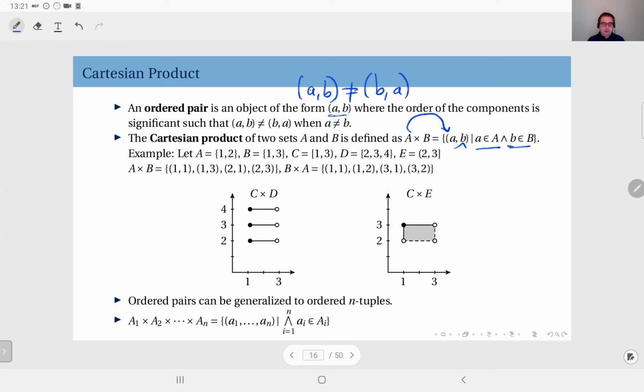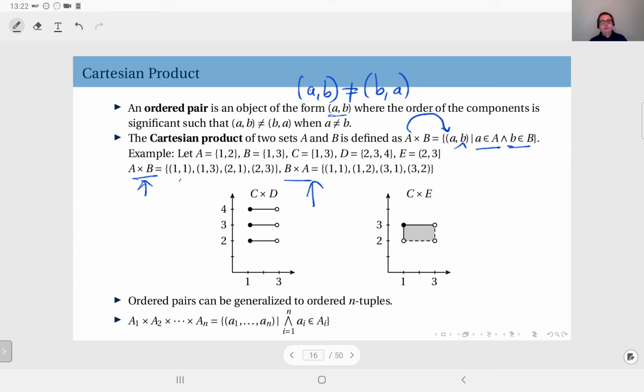Now, simply let's look at this example. Let's say set A is {1, 2}, set B is {1, 3}, set C is the half-open interval from 1 to 3, where 1 is included, 3 is excluded. Set D is {2, 3, 4}, and set E is again a half-open interval, from 2 excluded up to 3 included. Now, the Cartesian products A times B and B times A are given here. These are simple. You just take the first element from A and the second from B for this Cartesian product, and for this one, you take the first element from B, the second from A.